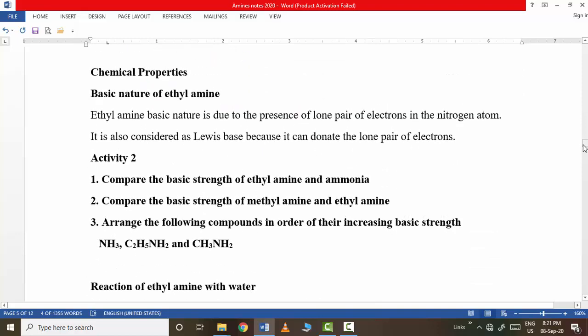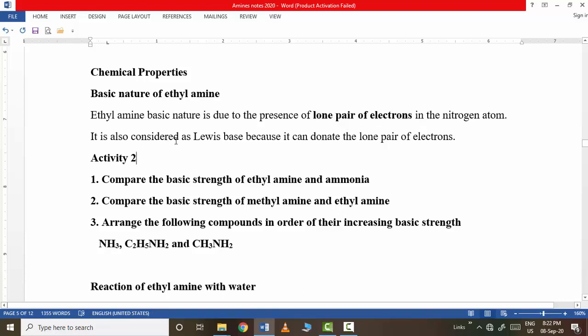Chemical properties. Basic nature of ethylamine. Ethylamine is basic in nature, mainly due to the presence of lone pair of electrons in the nitrogen atom. Same as in the case of methylamine. Methylamine is also basic in nature. So the basic nature of methylamine and ethylamine is mainly due to the presence of lone pair of electrons. So remember the lone pair of electrons. So the lone pair of electrons is playing a very important role in defining the basic nature of the amines.